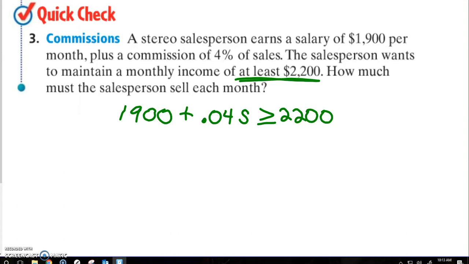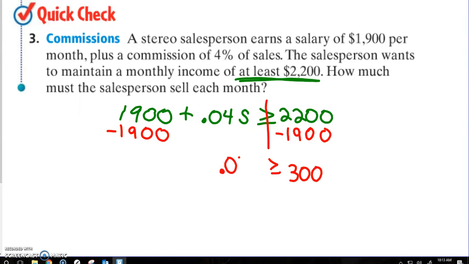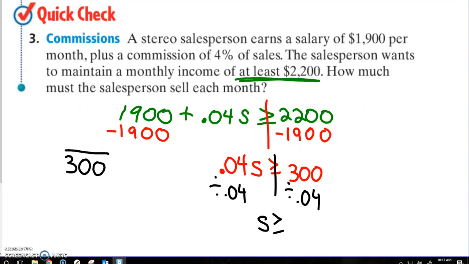We're going to do all the same things we've done before. And now we'll divide. And since we're dividing by a positive, we won't flip the inequality symbol. And then we just set up a side problem, 300 divided by 0.04.